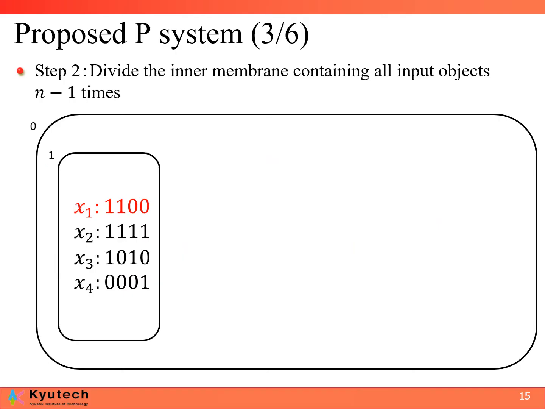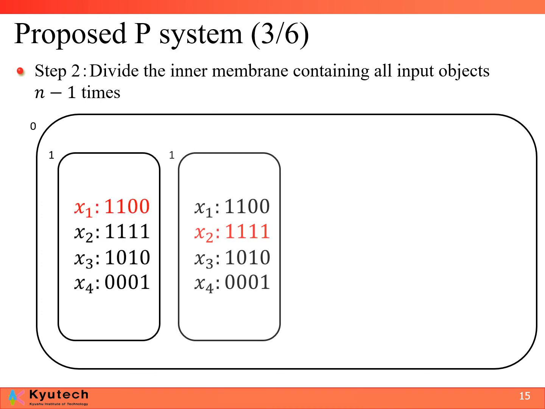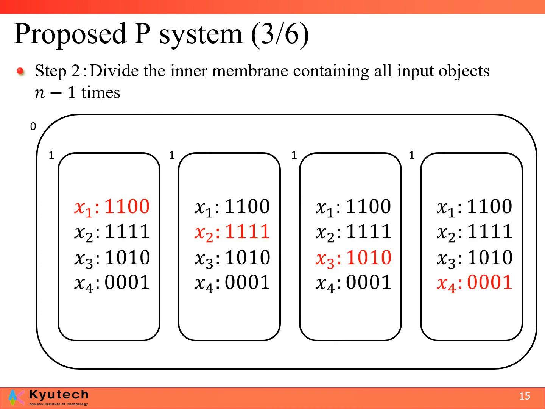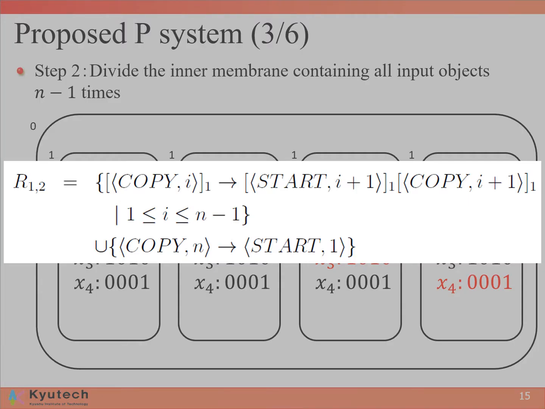In step 2, the inner membrane containing all input objects is divided n-1 times. At this time, one of the binary numbers is assigned to each divided membrane without duplication. In this example, we assume that the input is a set of 4 binary numbers. Then the inner membrane is divided 3 times. The assigned number in each divided membrane is shown in red in this figure. This step is executed using these evolution rules.